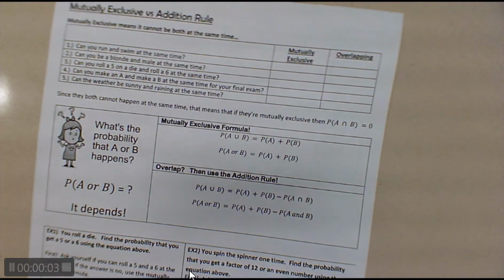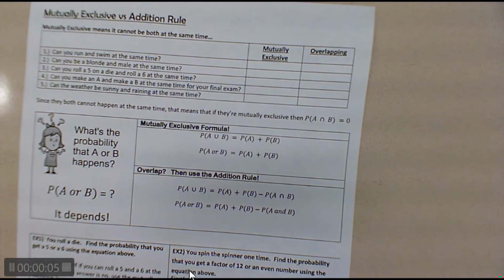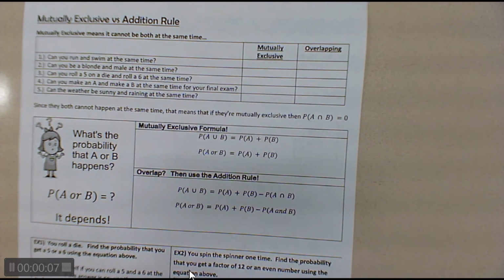Alright, y'all. So, working through this worksheet. First thing we start off with is just getting a better handle on mutually exclusive versus overlapping. Remember, mutually exclusive is whenever you don't have any overlap, and overlapping is when you do have overlap, right?